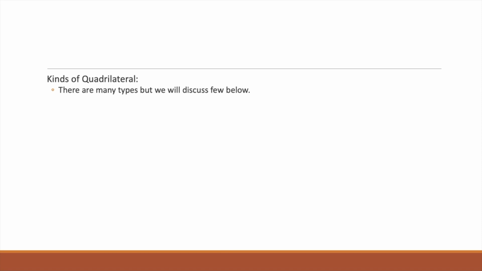Now let's jump quickly to the kinds of quadrilaterals. This is just the basics of geometry that we are going to try in the next chapter. These basics we need to remember, and only then is it going to help us in the following chapters. There are many types, but we will discuss a few below. Here we are going to discuss hardly 5 to 6 types, which are of primary importance when it comes to practical geometry.